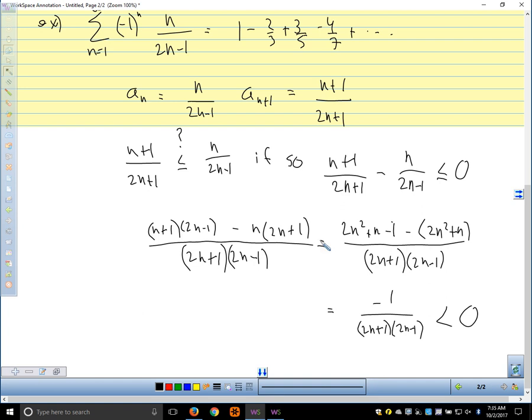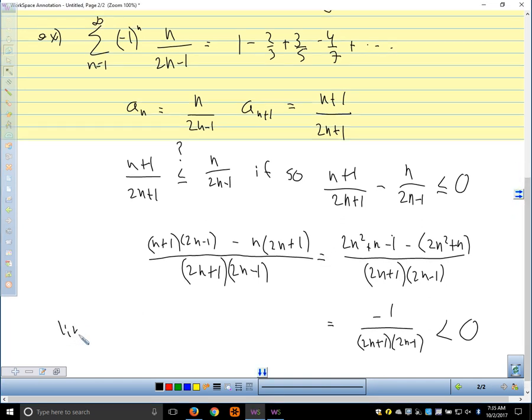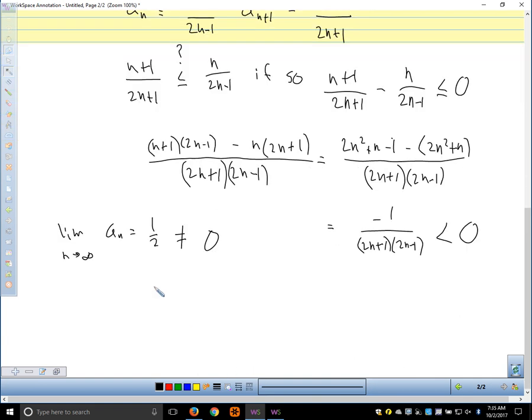Can we still use the derivative technique to demonstrate decreasing of these? Yes. All right, but we know this one diverges because the limit as n approaches infinity of a sub n is 1/2, which is not 0, so it diverges. So it's a decreasing sequence, but it doesn't converge. All right, questions so far?